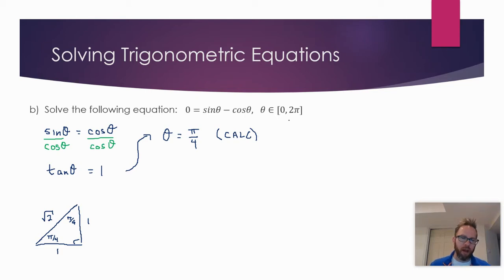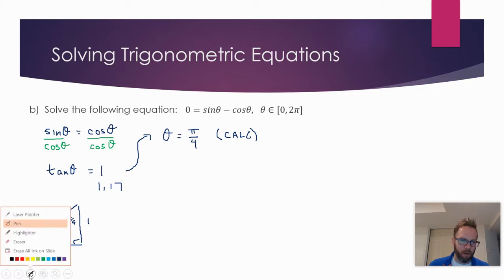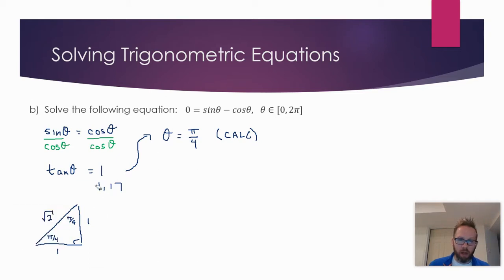So you can use your calculator. It won't give you the exact value, it'll give you the decimal. That's not the end of the world. But special triangles can give you the exact values as well. Now, if this was like 1.17 or some kind of weird decimal like that, then you just have to use your calculator and get the best approximation you can. But here we can get the exact value. It's pi over 4. Now that's one solution.